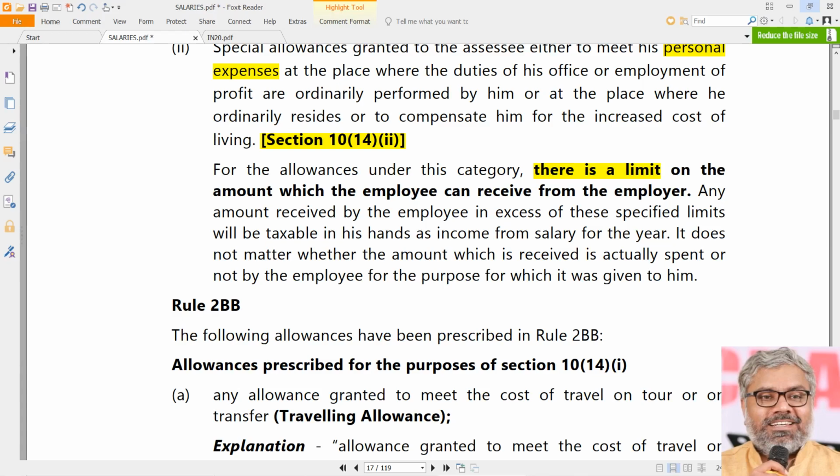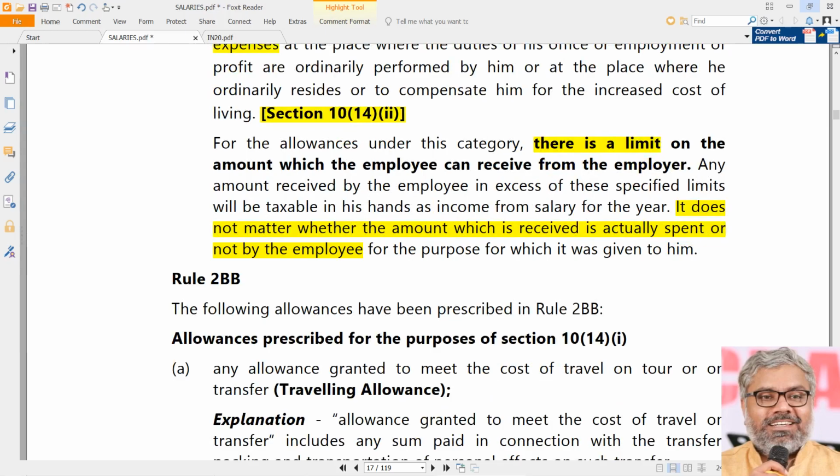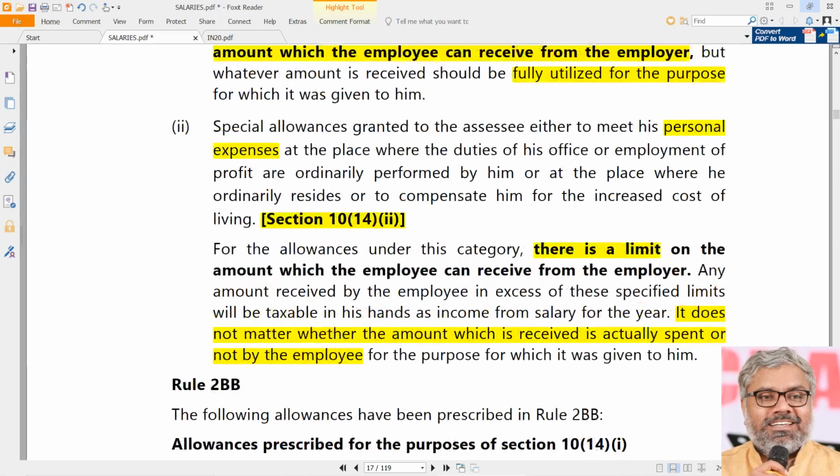But again, my main point here to note is it does not matter whether the amount which is received is actually spent or not by the employee. We don't care about that. Exemption is given according to whatever the law says. Actual expenditure incurred is more than the allowance given to the employee, doesn't matter. As actually the employee did not incur any expenditure, still that also doesn't matter. Whatever the exemption given by law, that will be passed on to the employee subject to limits prescribed under 10(14)(ii).